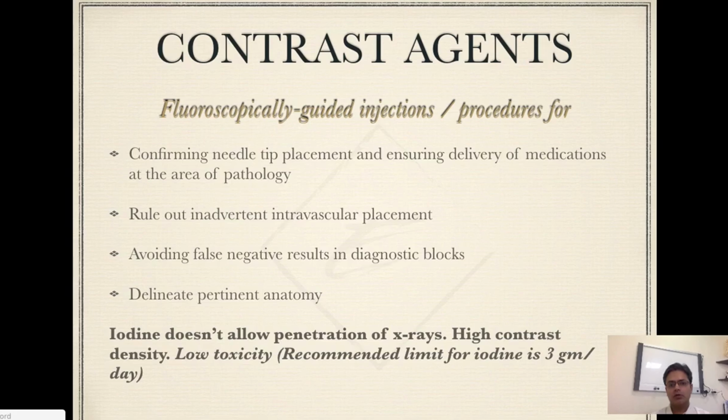So the common thing in all these contrast agents is iodine, and iodine specifically is chosen because it has high contrast density, which effectively means that the X-rays are not able to penetrate, and hence we see the opaque appearance on the X-rays, which helps us to determine where the medication or the contrast is going. Now, it also has an advantage of low toxicity. So even if you're going intrathecal, you can use a high amount of iodine, as much as 3 grams per day, and it's recommended as being safe.